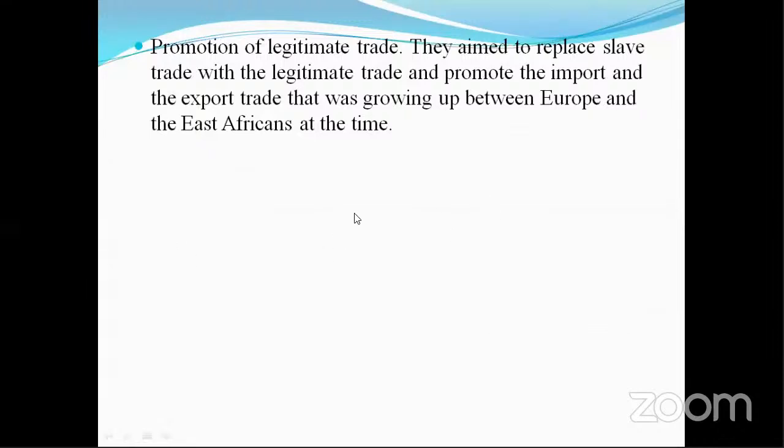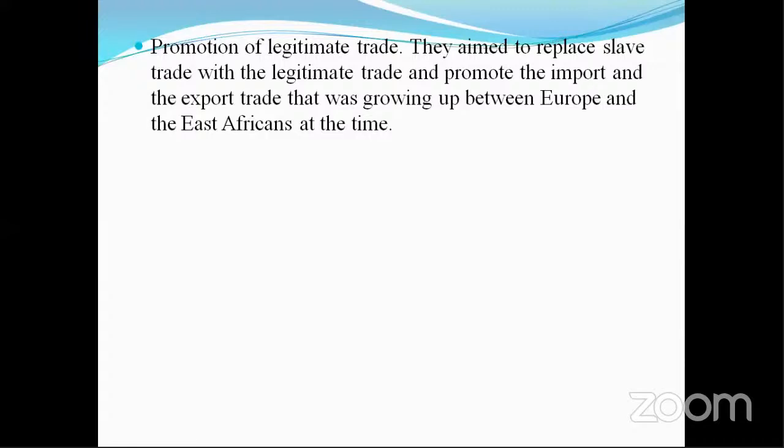This is another point here. They wanted to promote legitimate trade. They aimed at replacing slave trade with legitimate trade and promoting the import and export trade that was growing up between Europe and the East Africans at that time. This point is an interesting point. We are talking about legitimate trade.